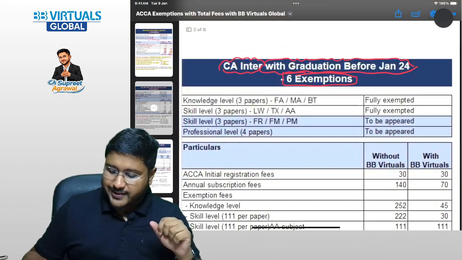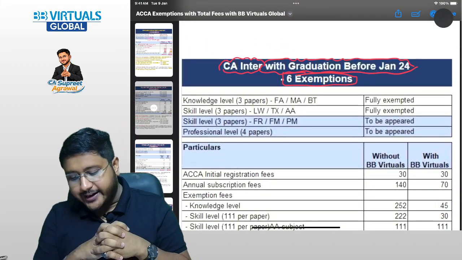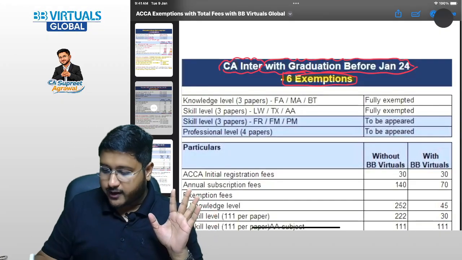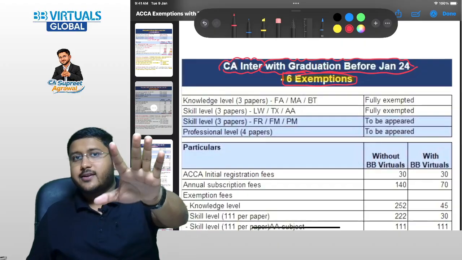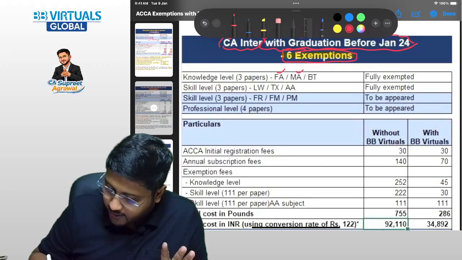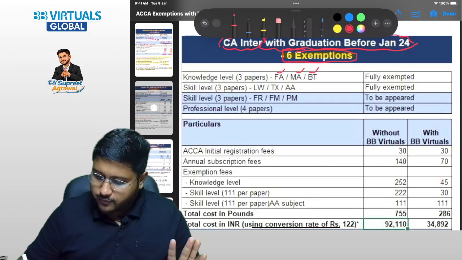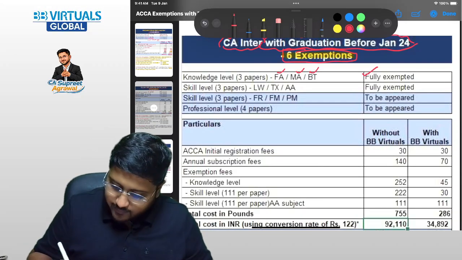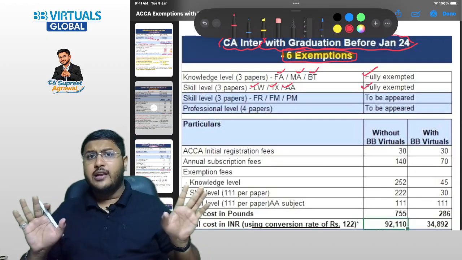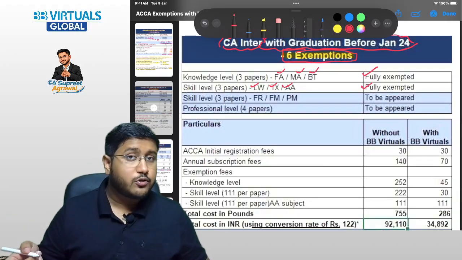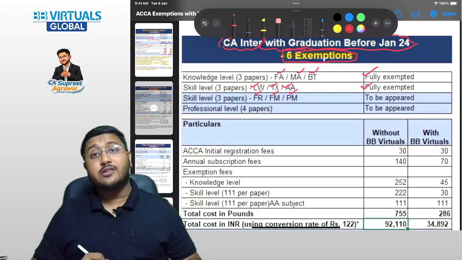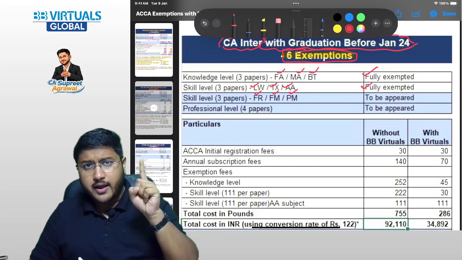Now let's go for the second category, which is CA Inter with graduation before Jan 2024. So here there are 6 exemptions that are granted. How many exemptions? 6 exemptions that are granted over here. Now when I talk about the knowledge level, all 3 papers, FA, MA and BT, are fully exempted. When I go for the skill level, it is also law, taxation and AA. These 3 papers are fully exempted. Now what papers will you have to appear for? You will have to appear for FR, FM and PM. These 3 papers are there which you will have to appear for: FR, FM and PM.